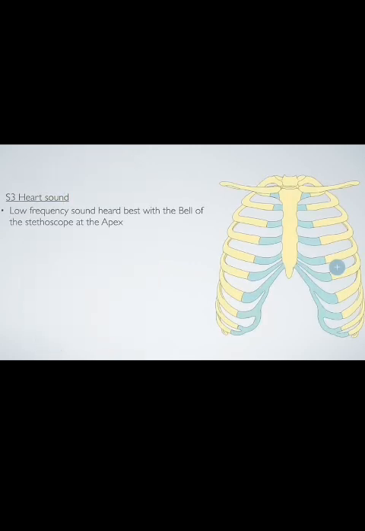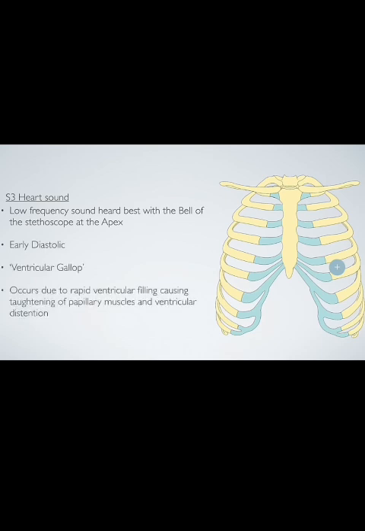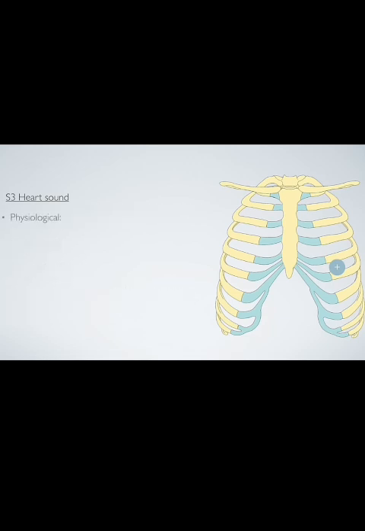The S3 heart sound is a low-frequency sound heard best with the bell of the stethoscope at the apex of the heart. It is heard in early diastole and is often referred to as a ventricular gallop. It is caused by rapid ventricular filling, which distends the ventricle and tautens papillary muscles. The S3 heart sound is a physiological occurrence and can normally be heard in children and in young healthy adults below the age of 30. But the S3 heart sound can also be an abnormal finding and typically can be found in pathology such as cardiomyopathies, aortic and mitral regurgitation, and constrictive pericarditis.